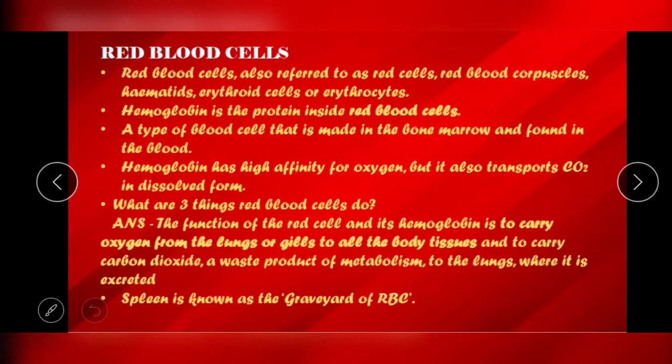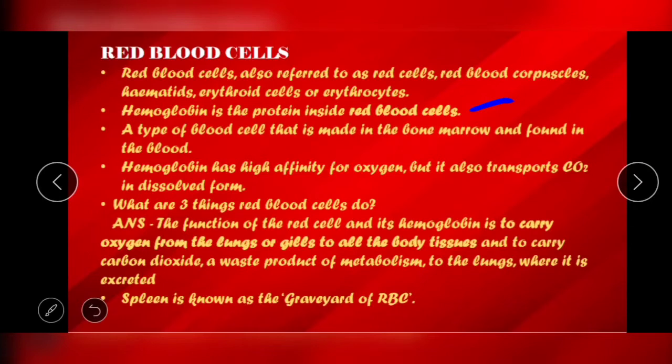Now if we come to red blood cells, they are also called by many names like red cells, red blood corpuscles, hematids, erythroid cells, and erythrocytes. Erythrocytes is almost a common name. And hemoglobin, we have heard, like in a blood test you come to know what your hemoglobin level is. What is hemoglobin, you might have thought, right? It is nothing but a protein that is present inside the blood cells, and this gives a red color to the blood cell, and that is why it is known as red blood cell.